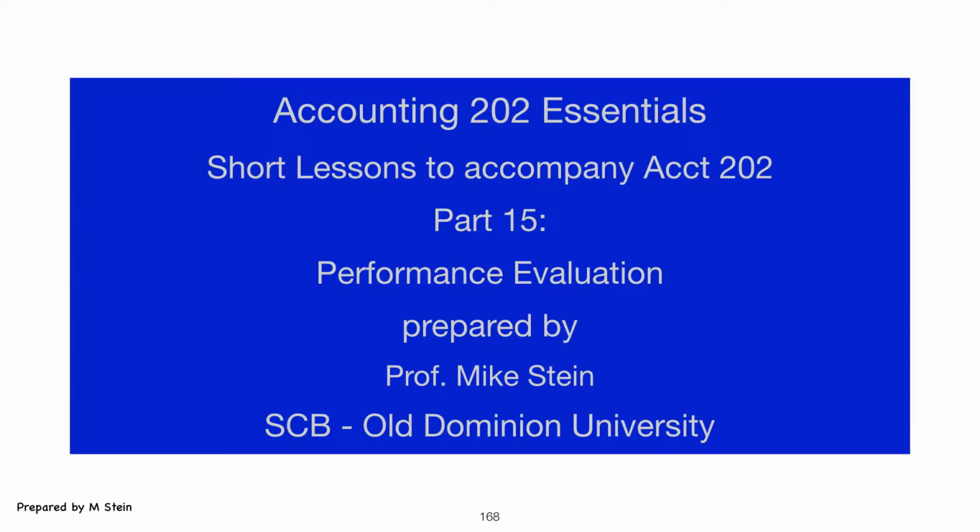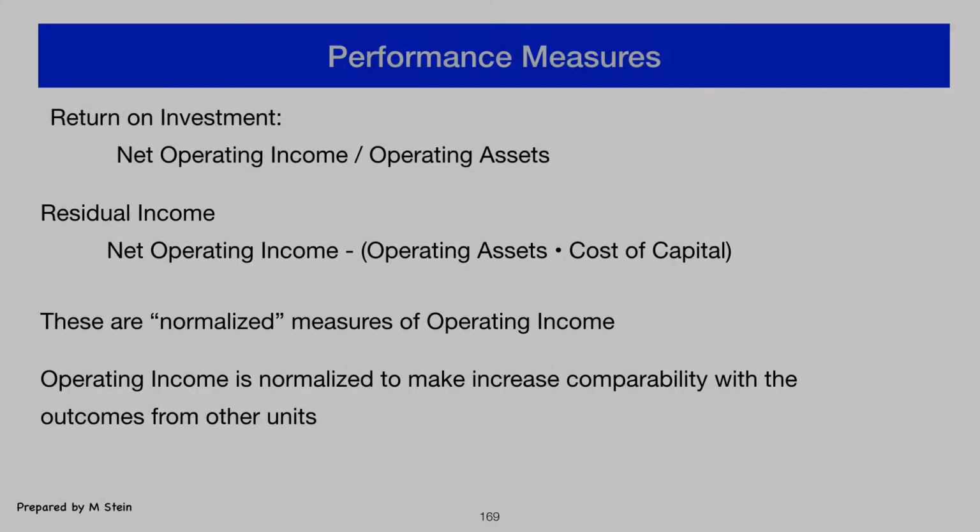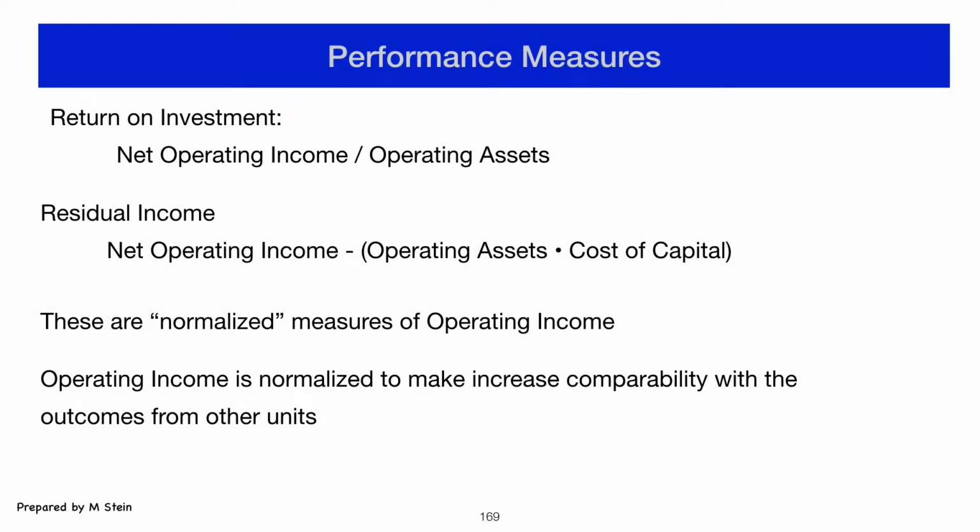In this screencast, we're going to take a very brief look at two measures of performance evaluation: return on investment and residual income. The purpose of these performance measures is to get a handle on operational effectiveness in financial terms. Both return on investment and residual income are normalized measures of operating income, where normalized means that the original measures themselves are being recast in a way that is more usable for comparison.